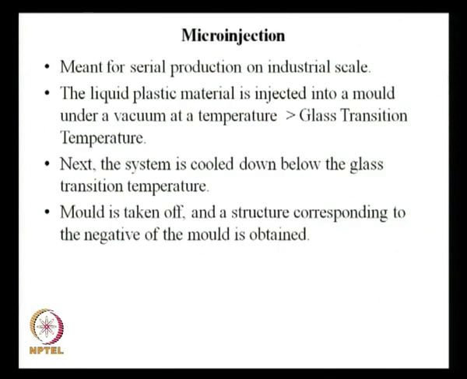The other technique that we discussed in the last class is micro injection. Micro injection is meant for serial production on industrial scale. Here the technique is very similar to molding. That means you are forming a liquid which flows, you are forming the molten polymer which flows into the mold. In the last class we discussed this technique. Here also it happens in a similar way.